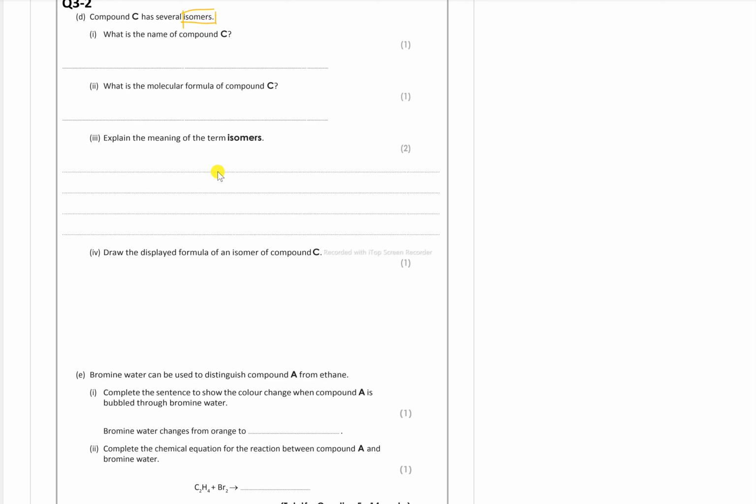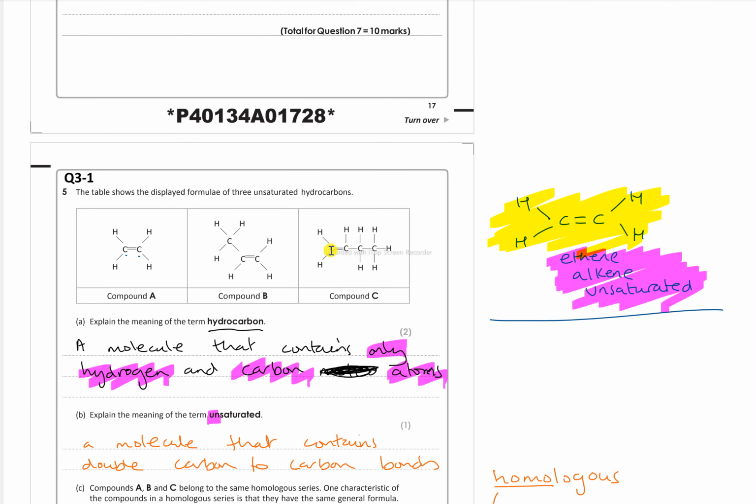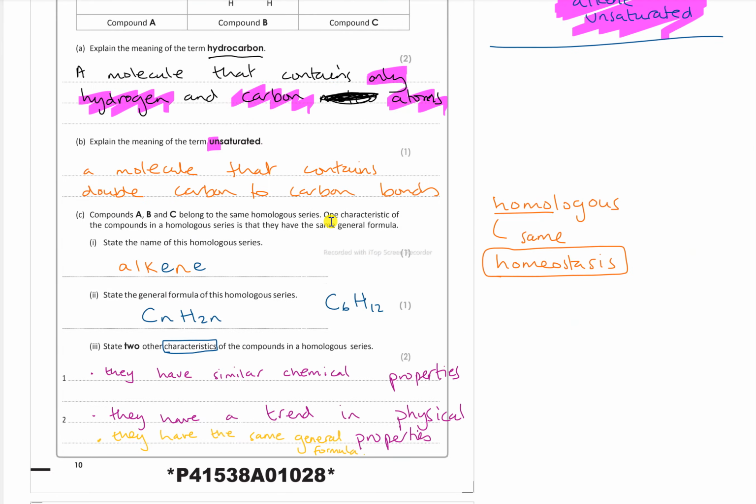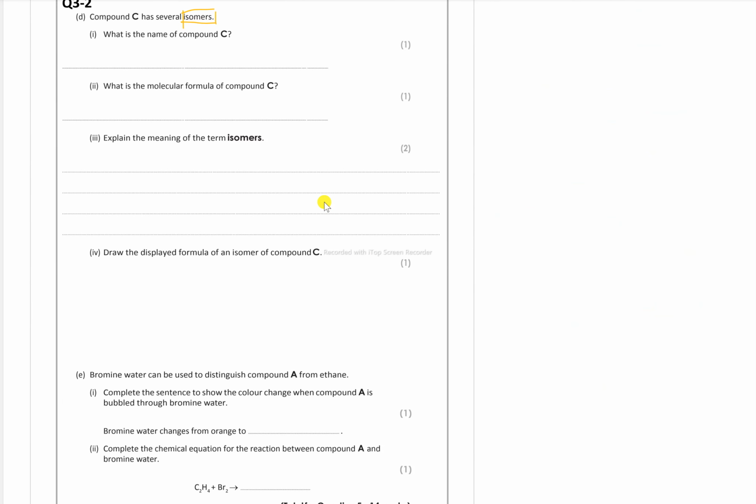Right. Isomer. Okay. What's the name of compound C? Where is compound C? 1, 2, 3, 4. It's got 4 carbons. So monkeys eat peanut butter: meth, eth, prop, and but. So it'll be butene. I can get away with writing butene, or I can write but-1-ene.